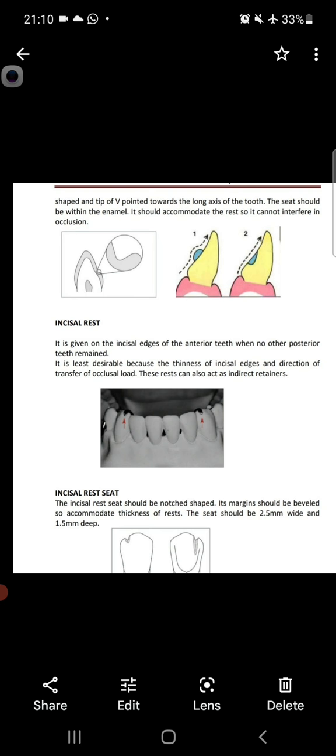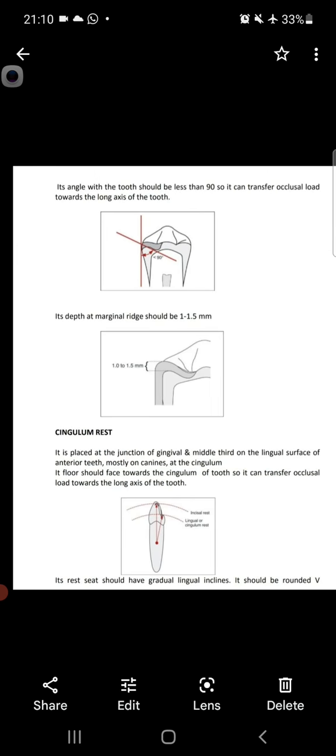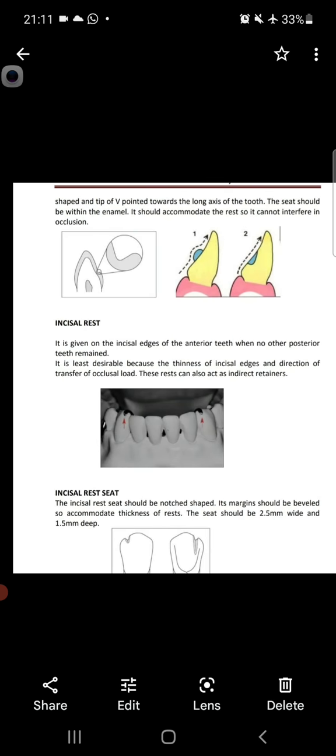The shape of occlusal rest seat is triangular or spoon shape. The shape of cingulum rest seat is rounded V shape. We give the occlusal rest on molar and premolar, we give cingulum rest on canine, and we give incisal rest on the incisal surface of anterior teeth.